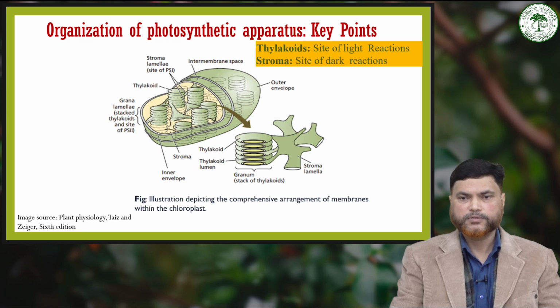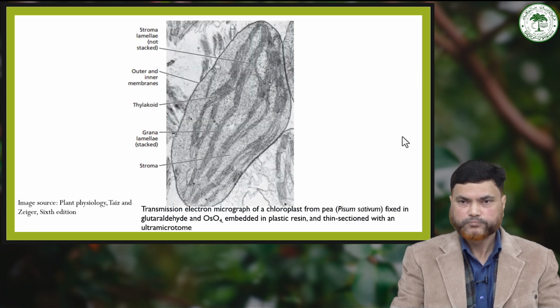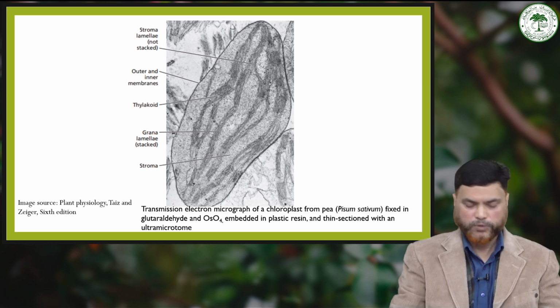Apart from the enzymes required during light and dark reaction of photosynthesis, some ribosomes and DNA have also been found in chloroplast. That's why it is referred to as a semi-autonomous organelle. So this is the figure. You can see all the membranes and lamellae that I just mentioned. Basically this is the internal structure of the chloroplast from Pisum sativum, and this was revealed by transmission electron microscope.